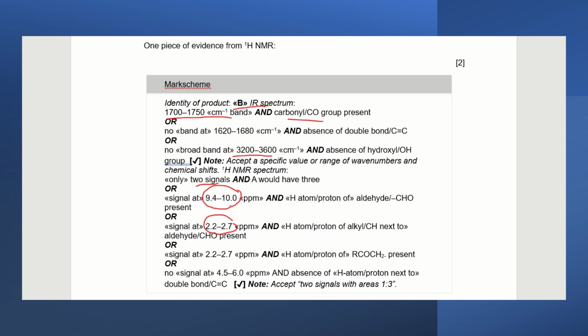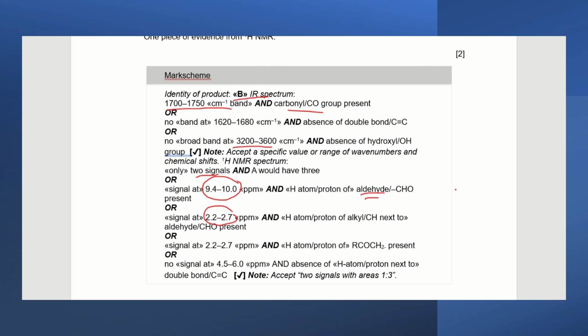The 9.4 to 10 is the proton of an aldehyde, and you have to be very specific that this is my aldehyde. The other signal here is that of a proton of an alkyl group, which is next to a carbonyl group. What you can also say is that the signal at 2.2 to 2.7 is the proton of that functional group, or that there's no signal around this region, or the absence of the OH signal, whatever you want. But for me, I would always talk about what I actually have.